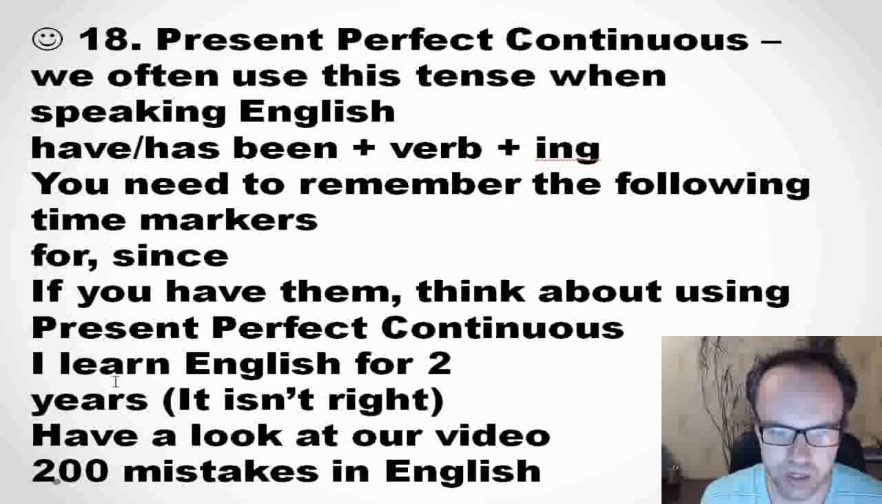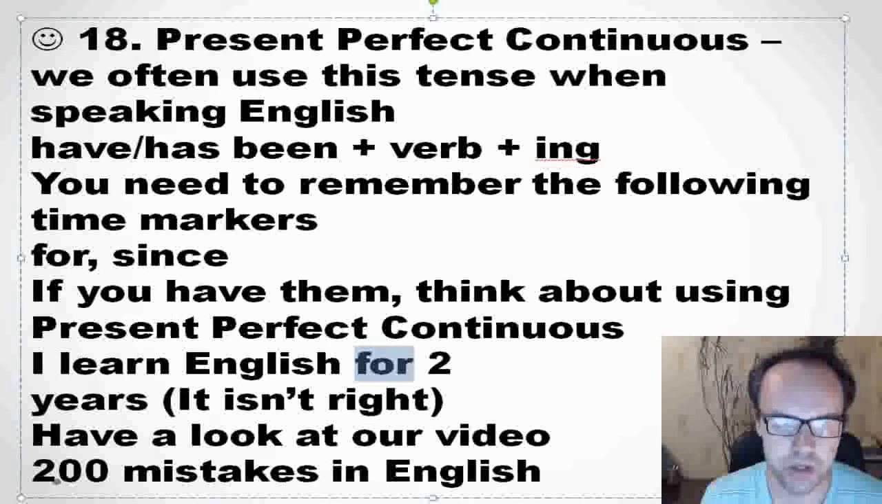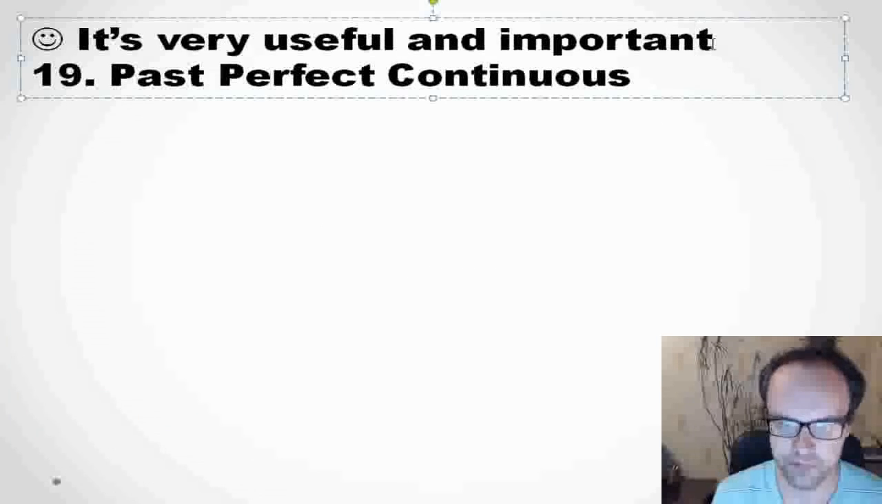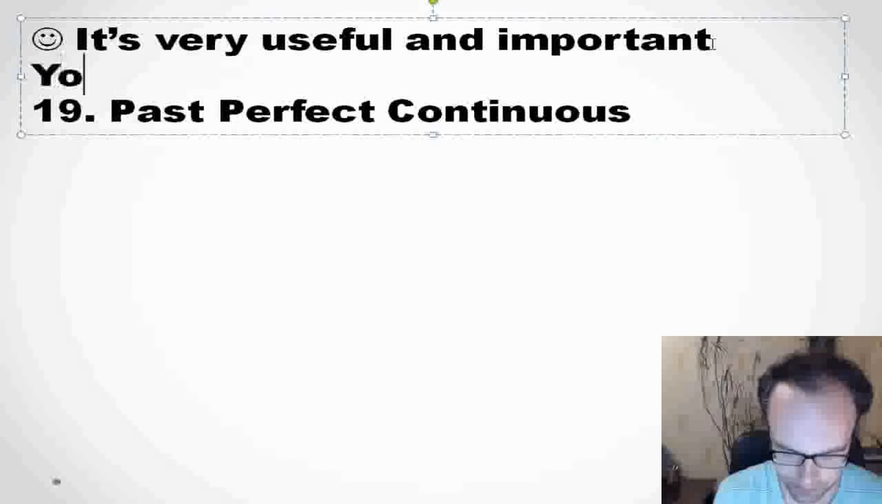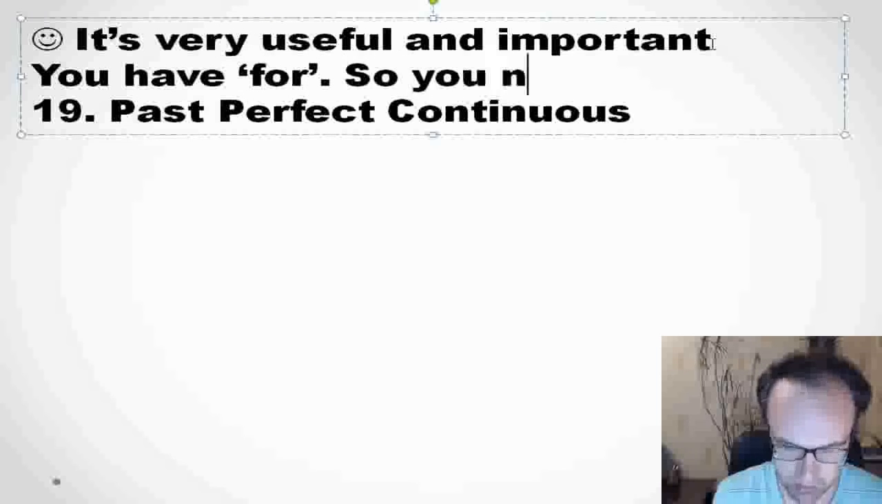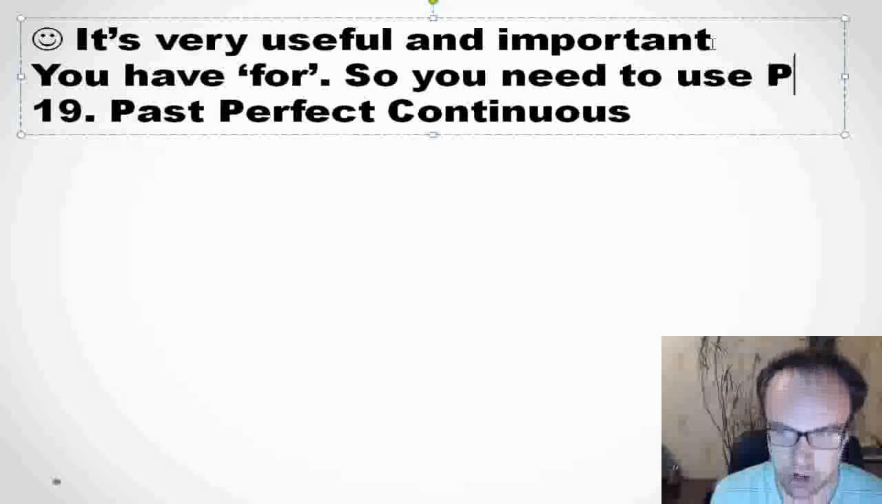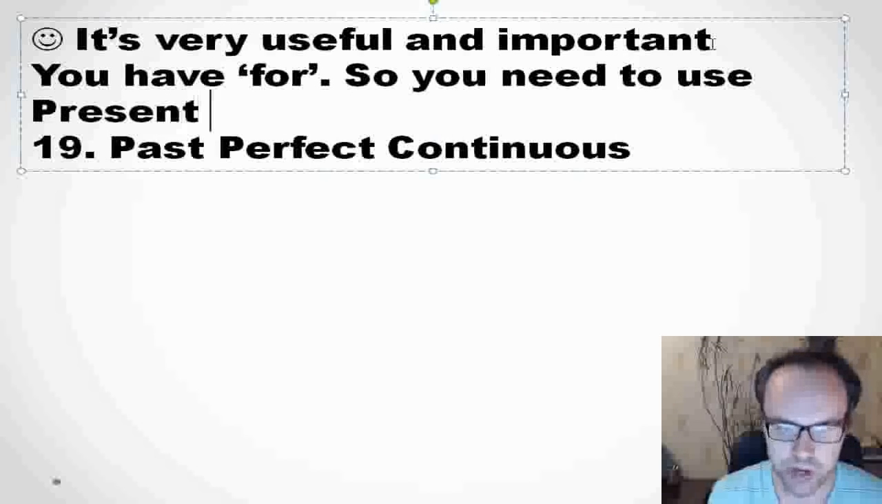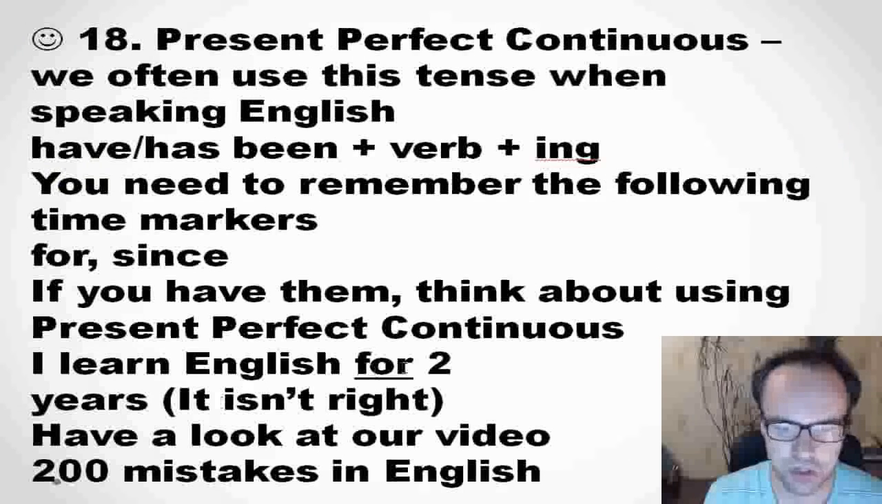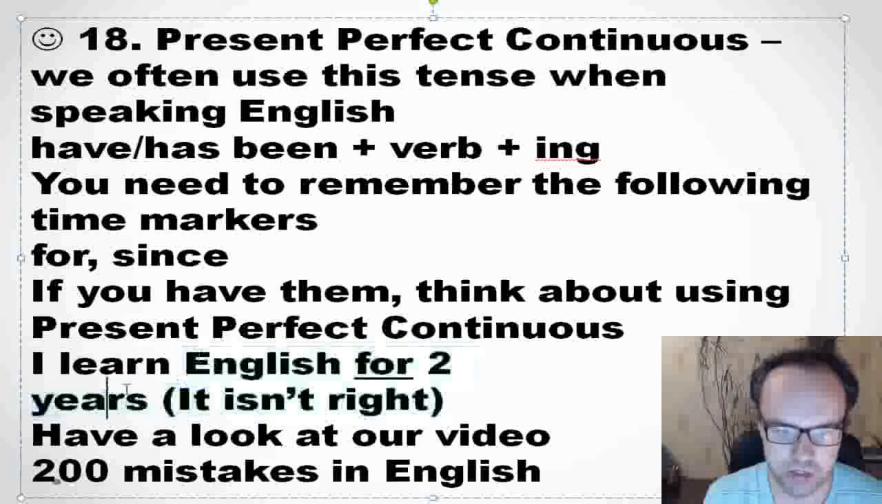So you see, "I learned English for 2 years." You have "for". So you need to use present perfect continuous. It isn't right, you see.